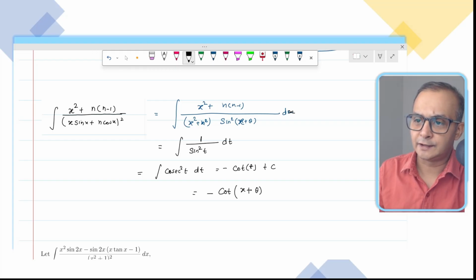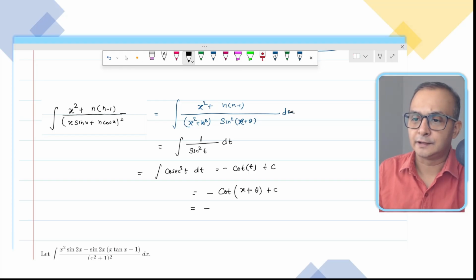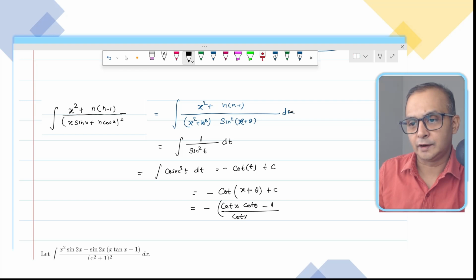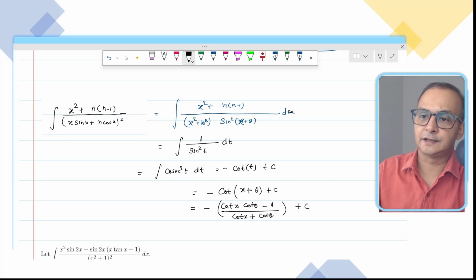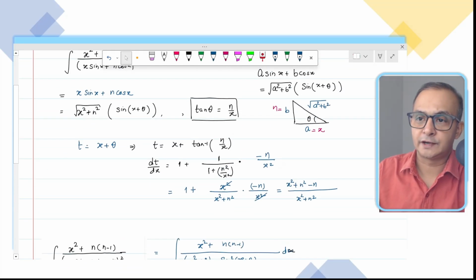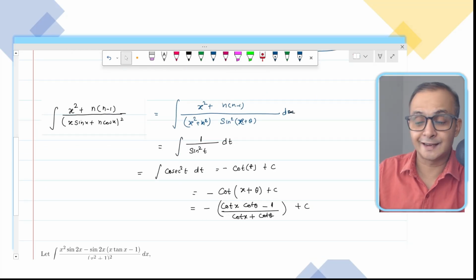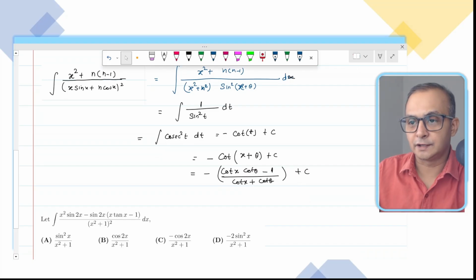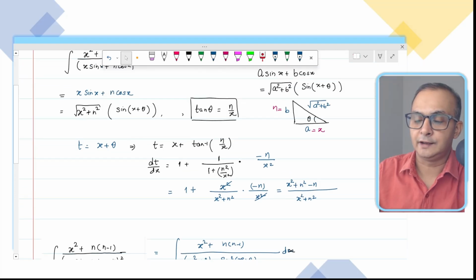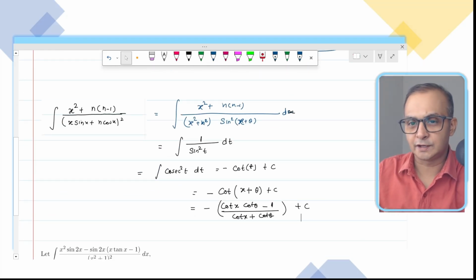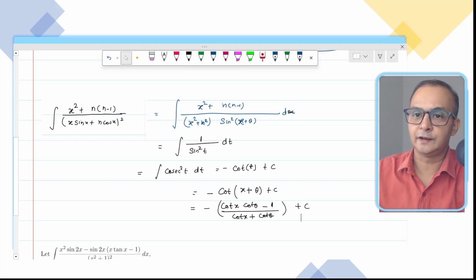Or you can write this thing as the cot of x plus theta formula, that gives us cot x cot theta minus 1 divided by cot x plus cot theta. And from there, because I have taken tan theta as n by x, cot theta will be x by n, and we substitute every cot theta in the numerator and denominator with this x by n, and cot x is just cot x. If you like, you can write it as tan x, and we get the answer.